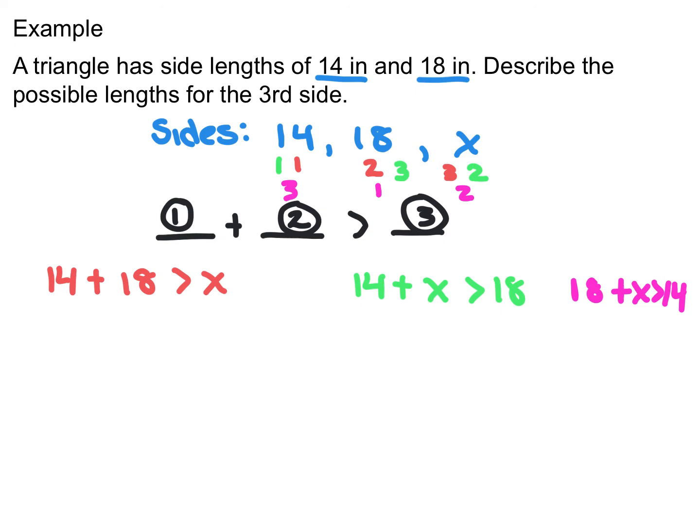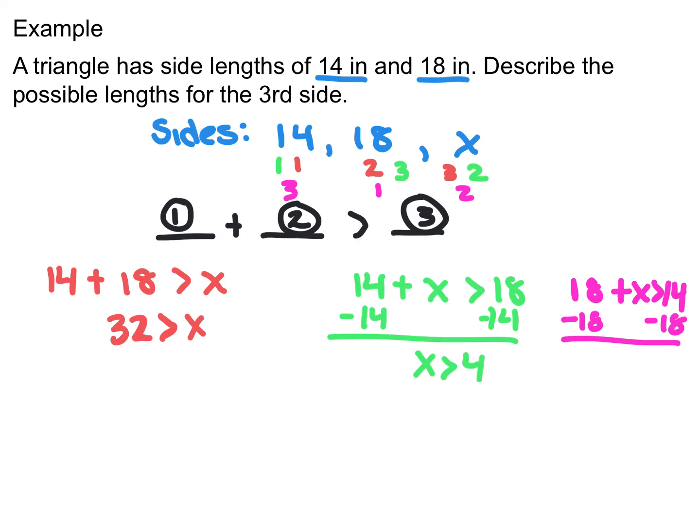Now if I solve these, 14 and 18 combine to be 32 is greater than x. To solve the next one, I would subtract 14 from both sides. So I get x is greater than 4. And then the last one, I would subtract 18 from both sides. So I get x is greater than negative 4.